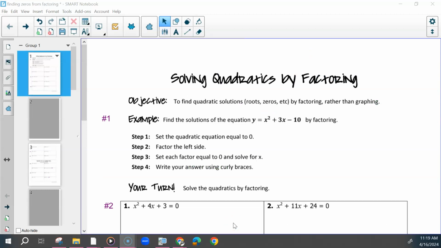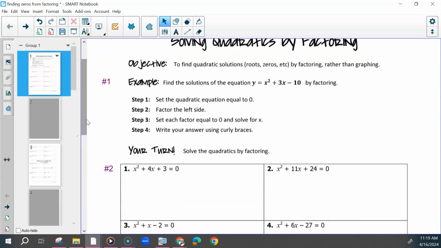So today we're going to talk about how to find solutions, zeros, roots, x-intercepts of quadratics, but by factoring. So all of our factoring methods we have to keep in mind. And then the way we're going to do this is once we get some quadratic, we're going to factor it. If it's not already set equal to 0, do that. And then factor that, set the factors equal to 0, and then solve those to get our solutions.